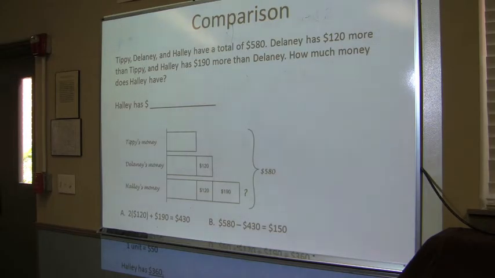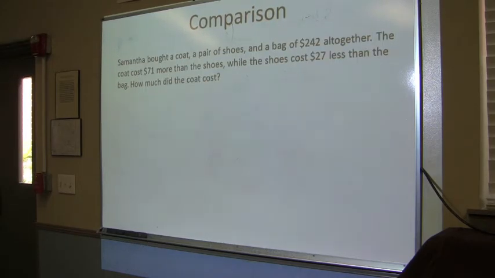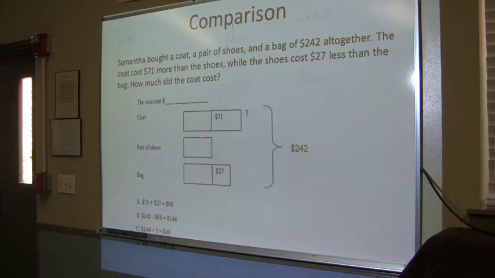Okay, next we're going to be identifying the variables. Who's the who in this? Samantha. What's the what? Coat, shoes, and bag. So we come over here with Samantha's coat, shoes, and bag. And then next, you put the unit bar for each one of them: the coat, the pair of shoes, and the bag.